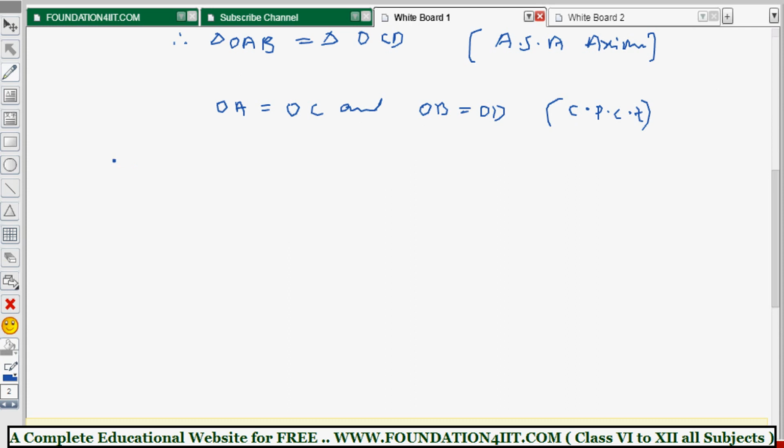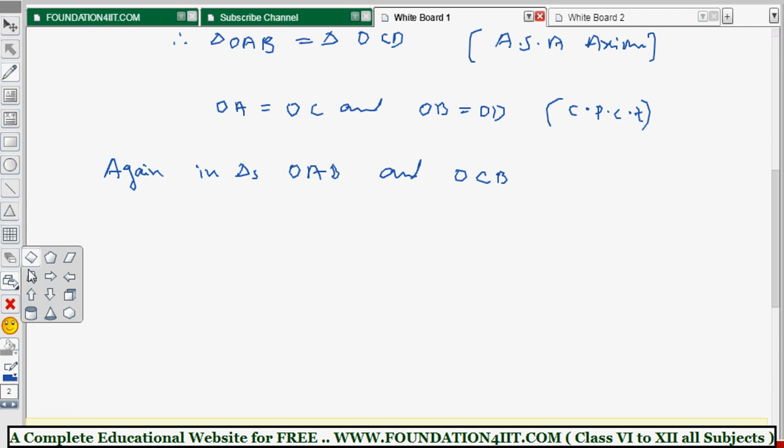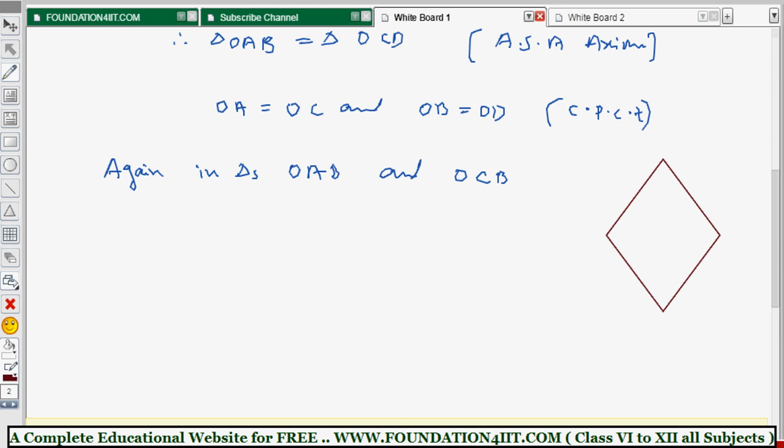That is again in triangles OAB and OCB. So we can take, yes, this is again I had taken to show clearly, that is A, B, C, D. So if AC is the diagonal and BD is another diagonal, this is the center. These two triangles I need to prove congruent.